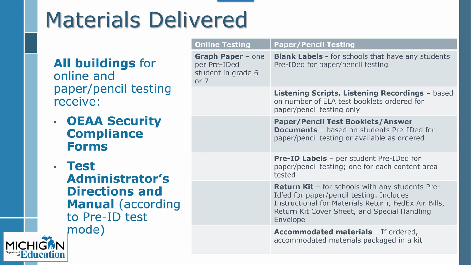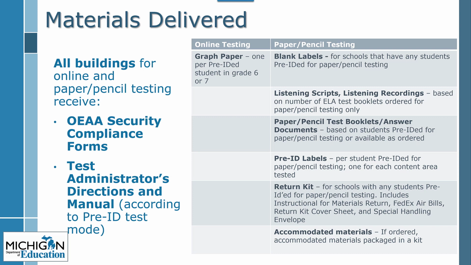We are asked frequently what comes in the initial material orders, which are based on the pre-ID count. This slide lists materials that are sent to all schools, and then the table lists materials sent to schools with only online tests and schools that have any paper pencil tests. Everyone receives OEAA security compliance forms and the test administrator's directions and manual, either online and/or paper pencil, or both, depending on their pre-ID count. The test administrator's directions and manuals are sent at a rate of 1 per 20 pre-ID'd students. Then for schools that have online testing in their pre-ID count, if they have 6th or 7th grade students, they will also receive 1 graph paper per student.